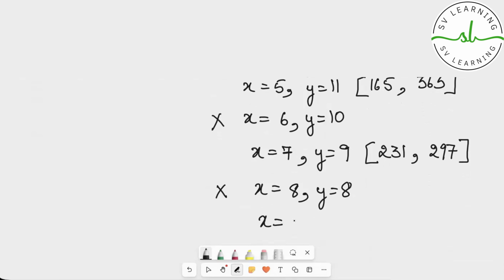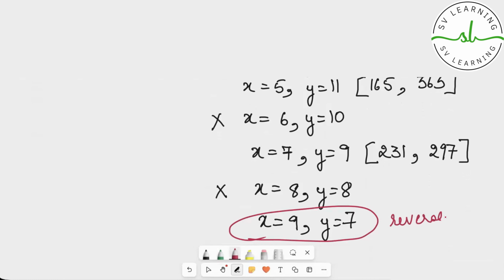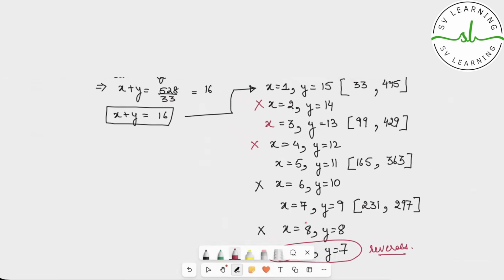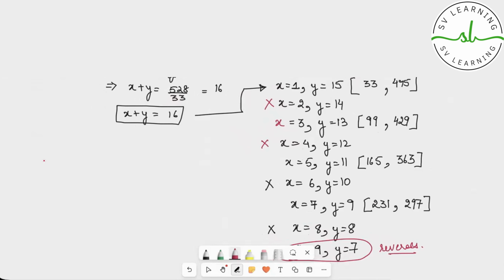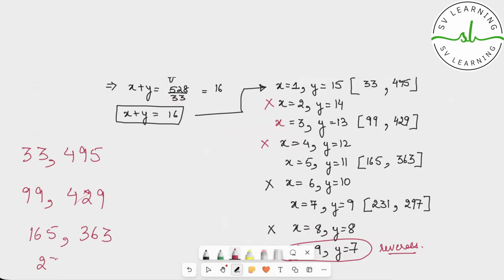And after that, if I try x is equal to 9 and y is equal to 7, then the order reverses. So that means all the possible combinations are already done. So we can have 4 possible pairs of numbers: 33 and 495, 99 and 429, 165 and 363, then 231 and 297.